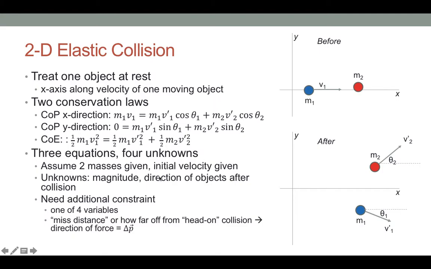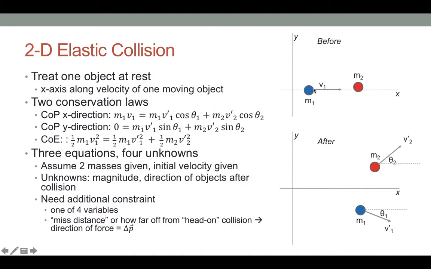Notice here we actually have 4 unknowns, if we assume the 2 masses are given and the initial velocity is given. And what we want to do is predict the outcome of this collision. We can almost do that. We have 4 unknowns: these 2 angles and the 2 magnitudes of the velocity. That means we need an additional constraint. One of the things we could be given is a value for one of the final outcomes. We could be given one of the angles or one of the velocities.